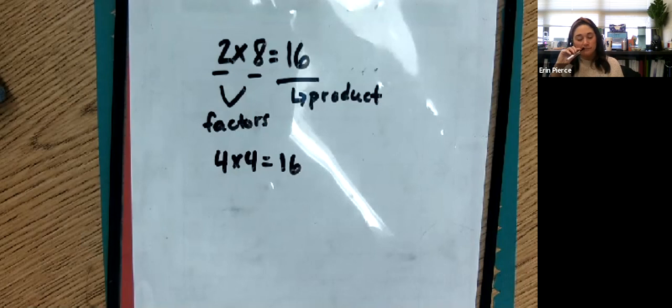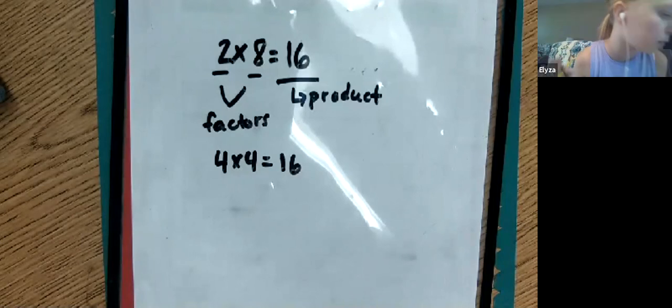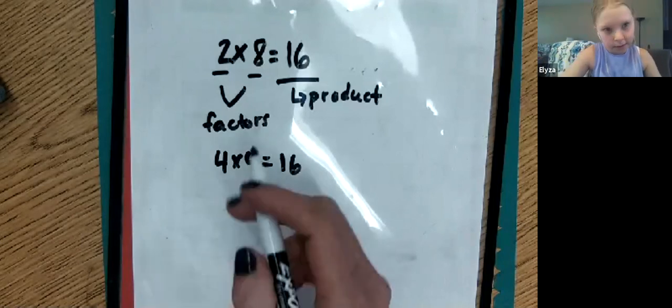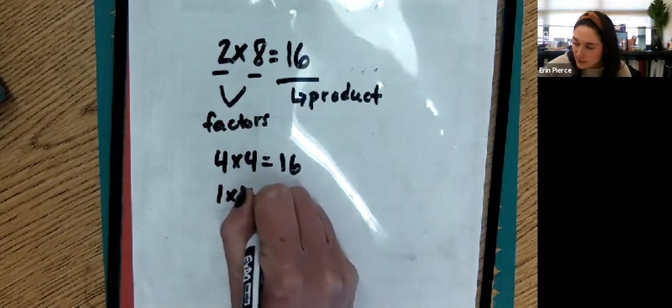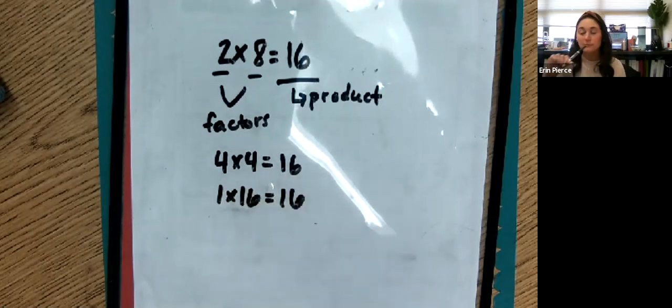Olive. You froze a little bit, Olive. Maybe if you turn your camera off and then talk. Eliza? 1 times 16. 1 times 16 equals 16.